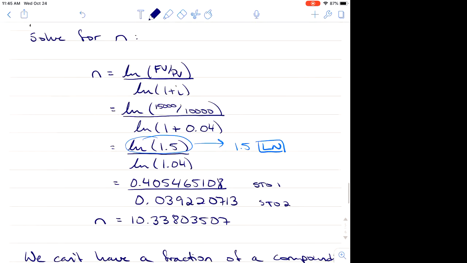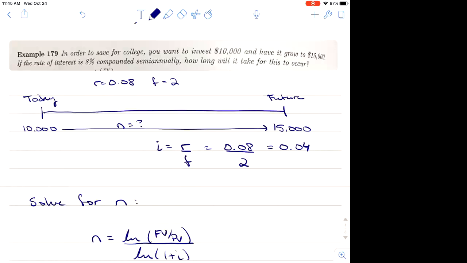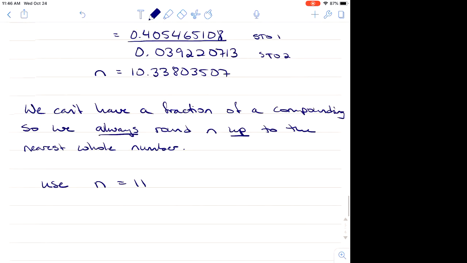Because thinking about your timeline, the full length of this arrow is 10.3 whatever. So if you only went to 10, you wouldn't quite make it all the way. That's why you have to go to 11, which takes it a little bit further. Which means you're going to have a little bit more than 15,000, but that's the price of doing business, I guess. Okay. So we use n is 11 for our calculations.